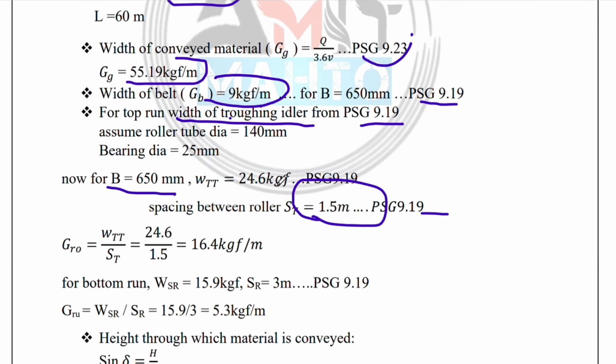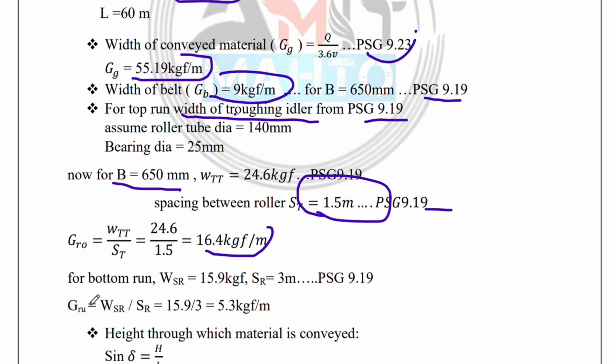To find GRO, there is one formula, which is weight of troughing upon spacing of troughing. So weight of troughing we got 24.6, and for spacing 1.5. So GRO will be 16.4 kgf per meter, and GRO is denoted as weight of troughing idler on the top run. Okay, weight of troughing idler on the top run.